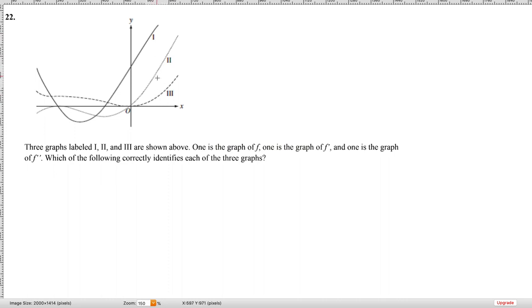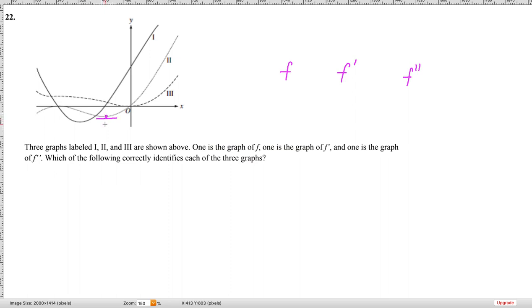Now, we need to remember that if I have f, then f prime gives me the slope of all of these tangent lines, and f double prime gives me the slope of all of f prime's tangent lines. With this in mind, if a graph flattens out, like for example graph 2 here, then the slope of the tangent line there is 0.